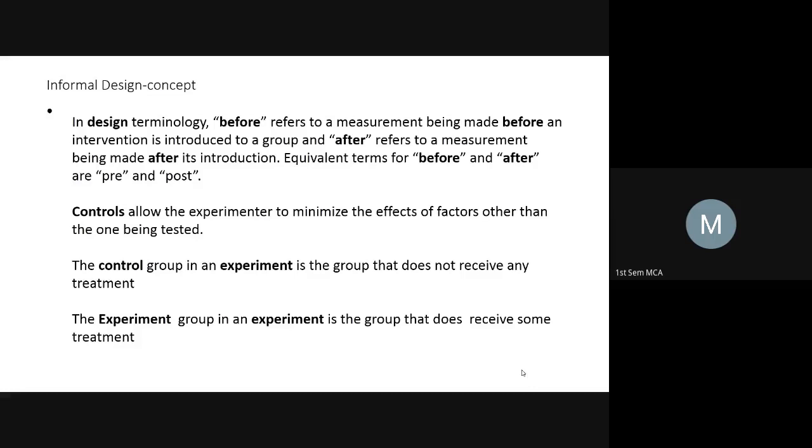Okay, 45 to 50 is another group, less than 45, another group. Now, why should I make this group? What is the purpose of doing this group? If I inject a vaccine to the people who are less than 45, what is the effect? If I inject the vaccine between 45 to 50, what is the effect? 51 to 60, what is the effect? Over the 60, what is the effect?